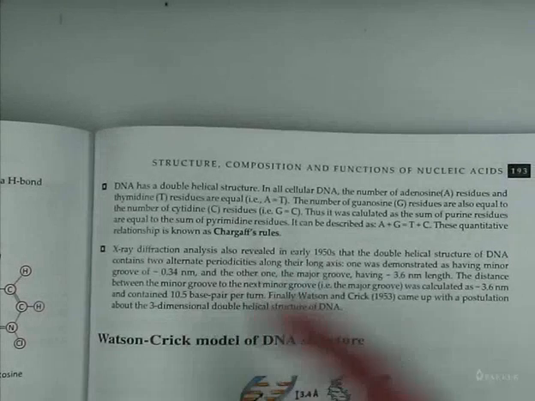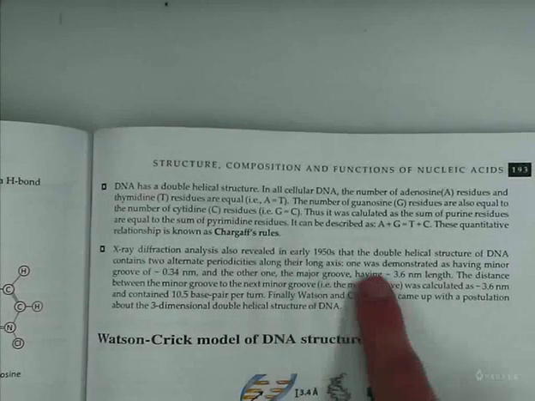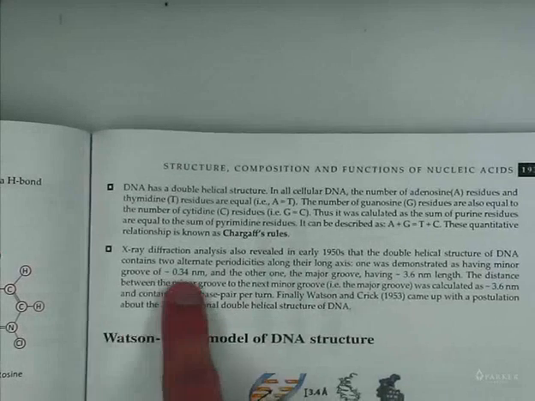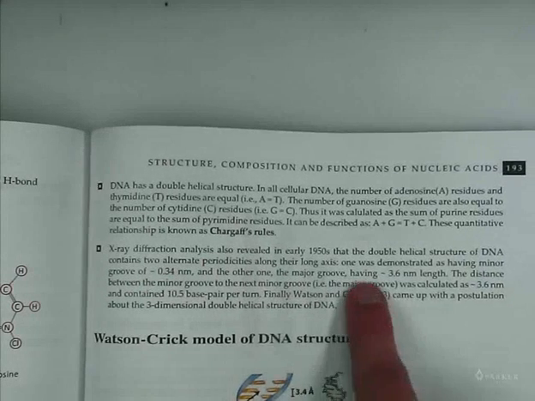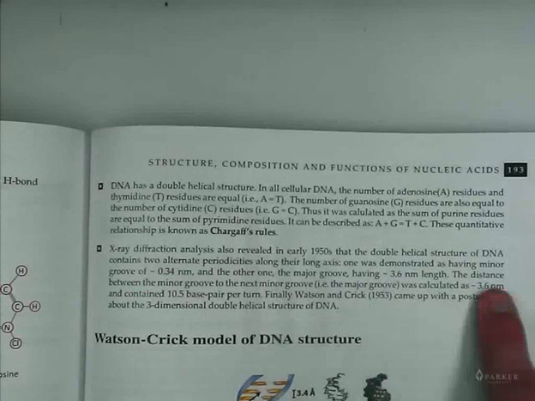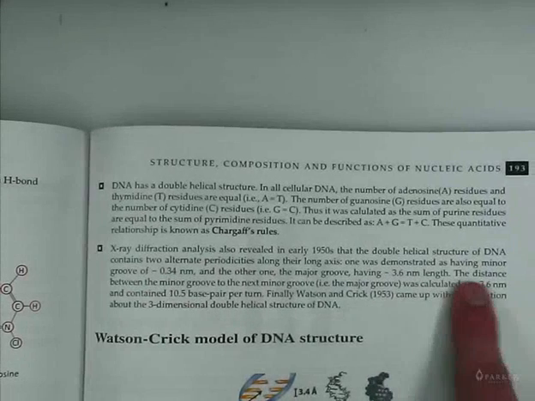The double helical structure of DNA has two alternating periods along its long axis. One was demonstrated as having a minor groove of 0.34 nanometers, and the other has a major groove of 3.6 nanometers.